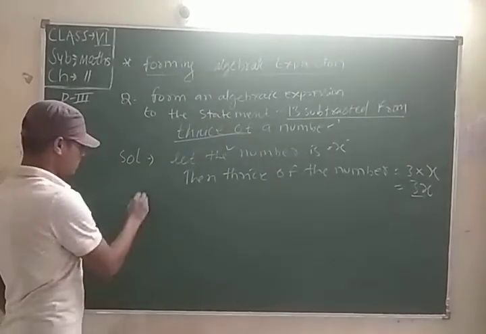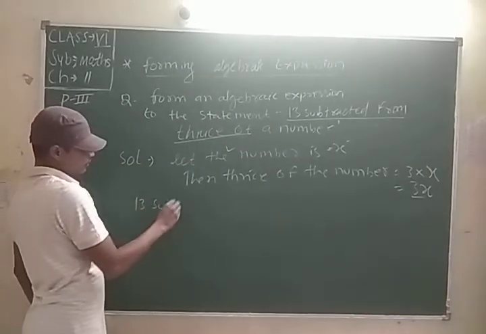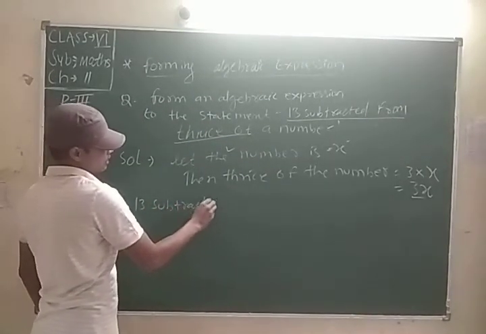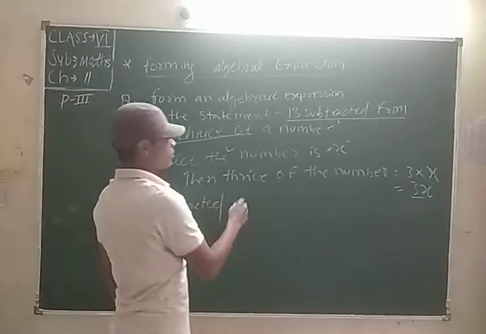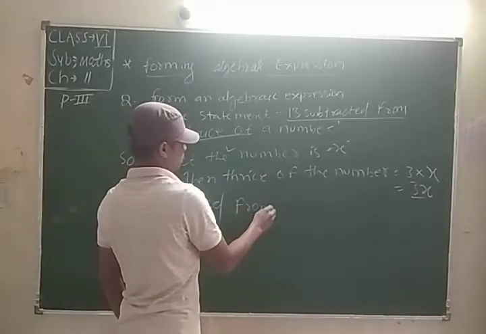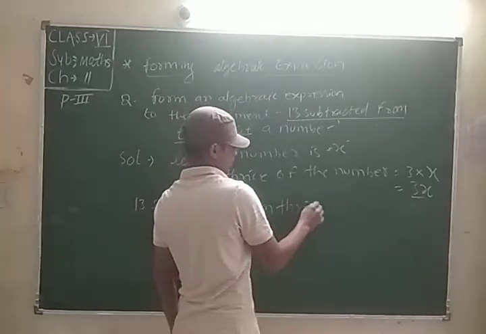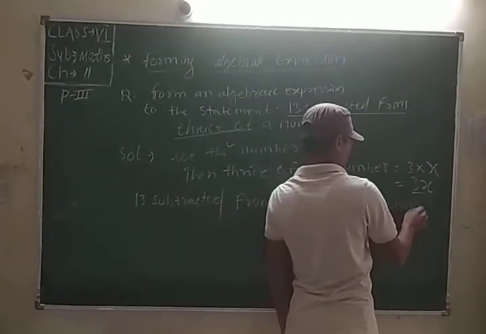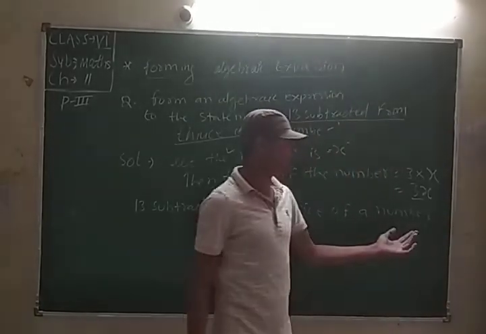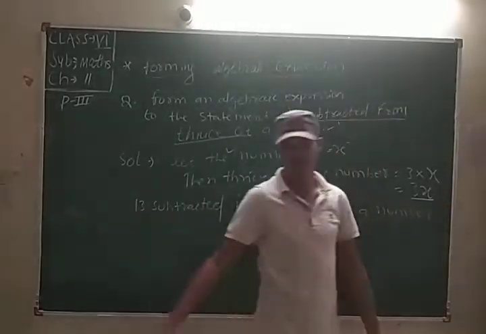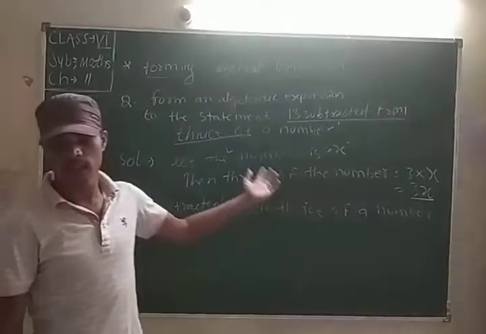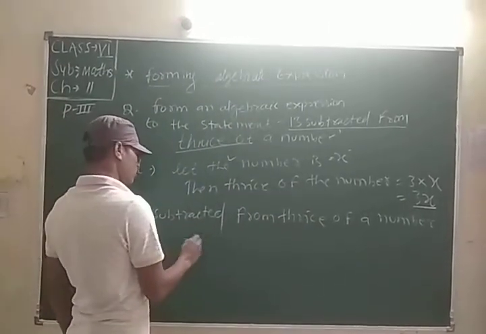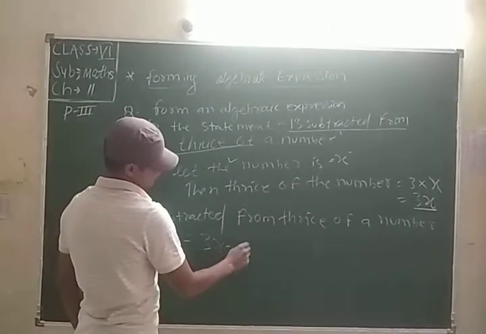Okay, then 13 subtracted from thrice of a number. That means this is 13 subtracted from thrice of a number. Then thrice of a number is 3x, so it equals 3x minus 13.